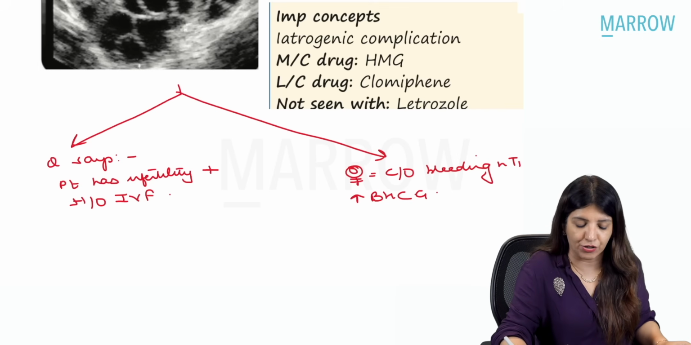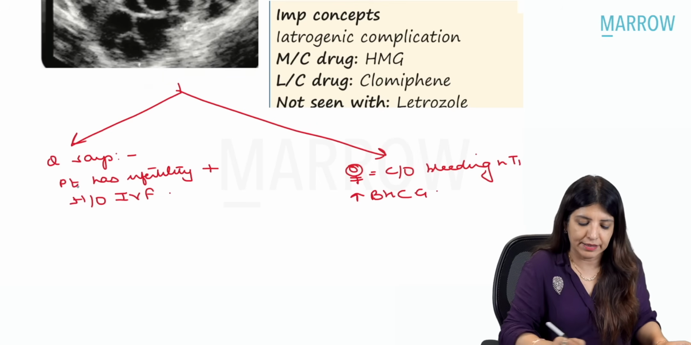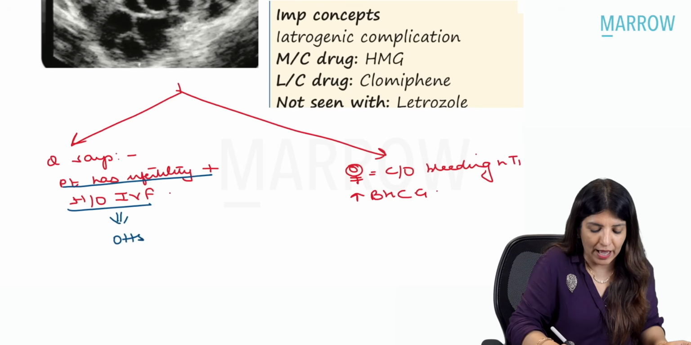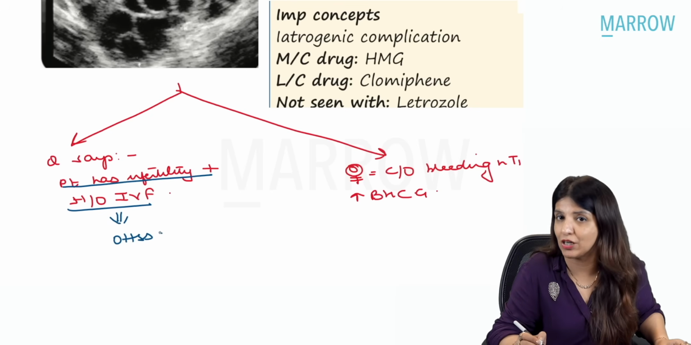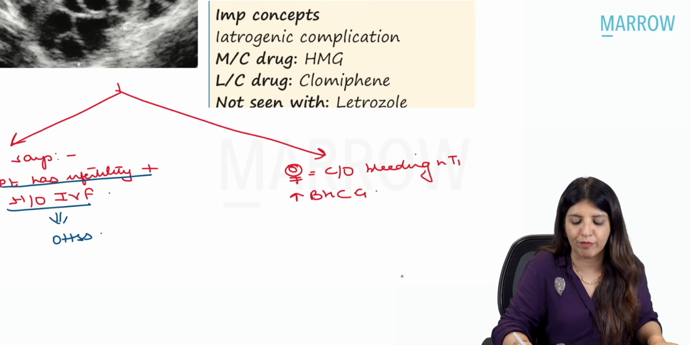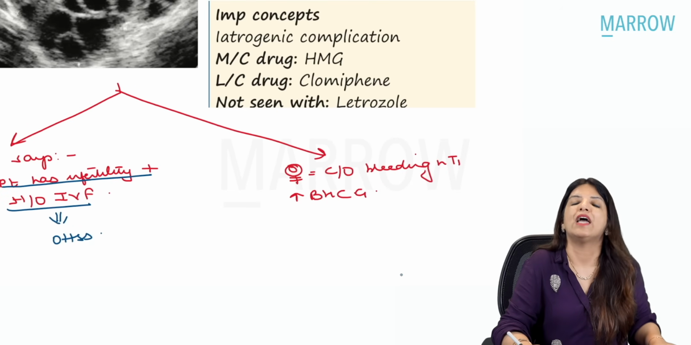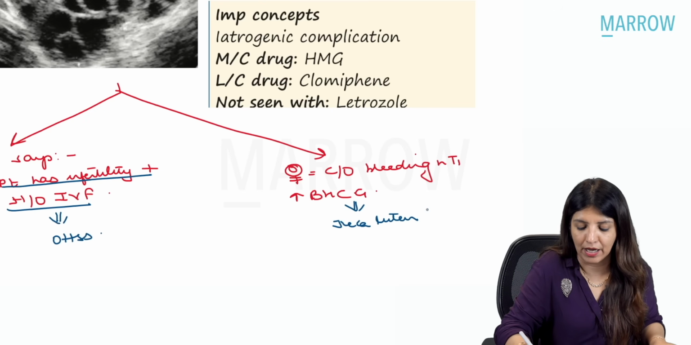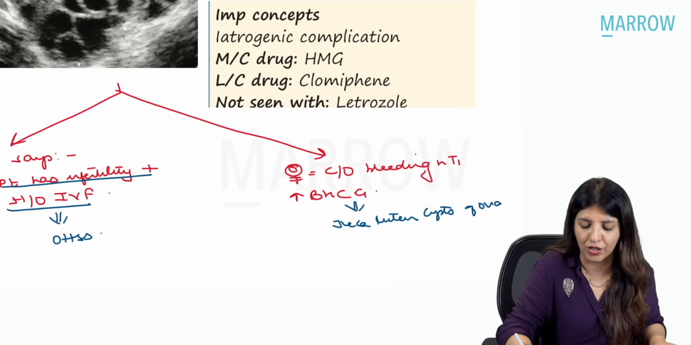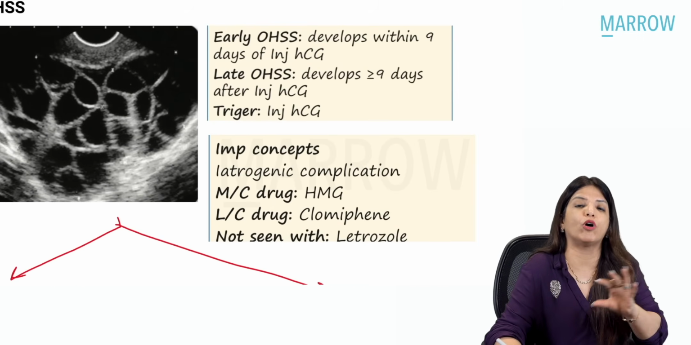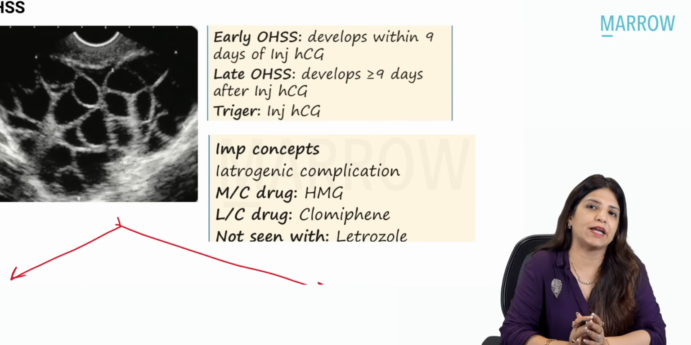If this ultrasound comes to you and they say that the patient has infertility and there is a history of IVF, that means you are looking at an ovarian hyperstimulation syndrome ultrasound. But if the same ultrasound image is shown to you and they say that there is a pregnant female who has come to you with bleeding in first trimester and she has high HCG levels, that means you are looking at theca lutein cysts of the ovary, which are seen in case of molar pregnancy, right? So the same image you are going to get. Depending upon what description is given, you are going to decide your diagnosis.